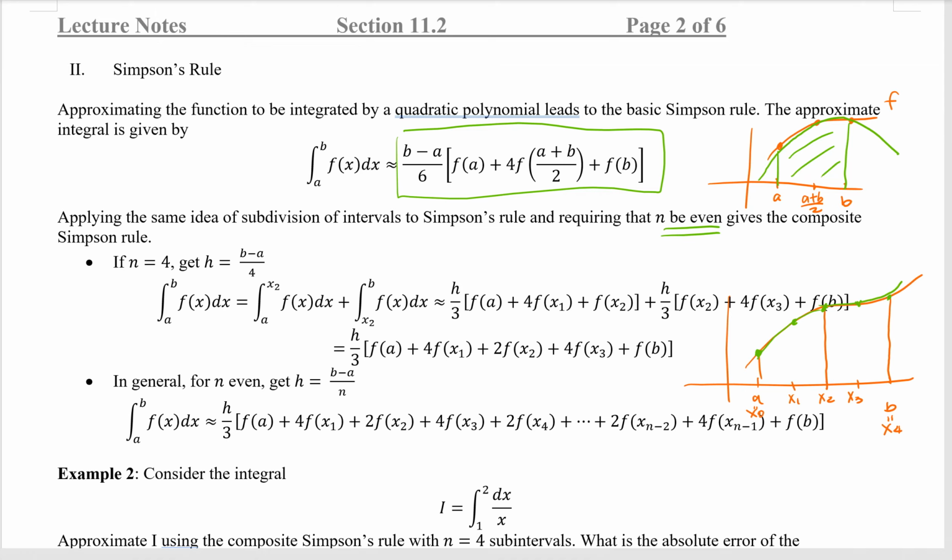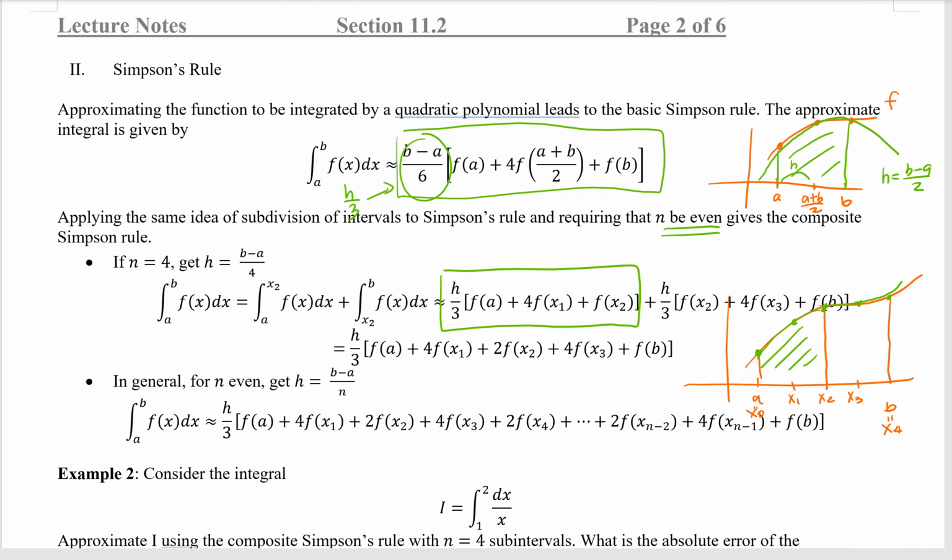Okay, and for this piece, we use the formula h over 3. By the way, in our previous example, h, the step size, is b minus a over 2, right? So this b minus a over 6 is actually h over 3. Now in general, we have the interval of length b minus a, and we divide it into 4 subintervals. So h is b minus a over 4.